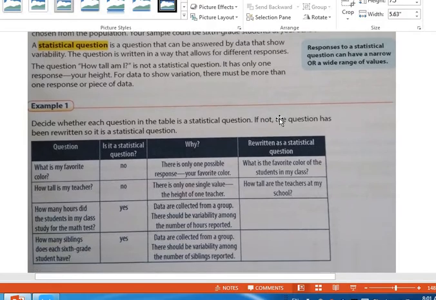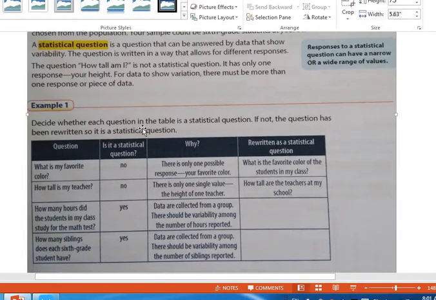So in example 1, decide whether each question in the table is a statistical question. If not, the question has been rewritten so it is a statistical question. In question 1, what's my favorite color? Of course, it's not a statistical question. Why? Because there is only one possible response, your favorite color. To rewrite it as a statistical question, I can say what's the favorite color of the students in my class. So you will have variable and different answers.